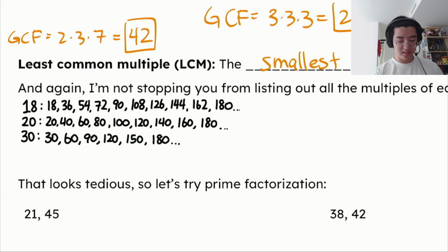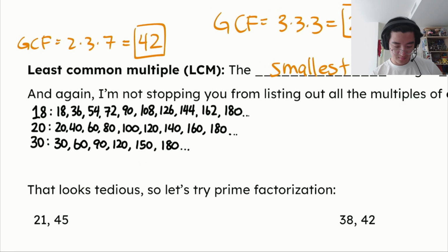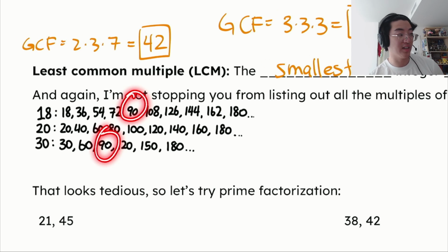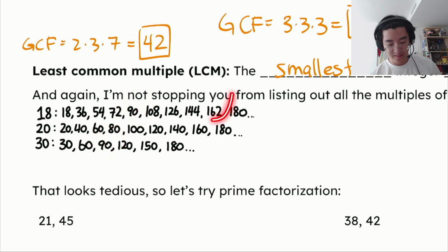Right, so of course, let's take 18, 20, and 30. Yeah, we can literally write out all the multiples out to infinity, and we eventually realize, oh, some of those numbers are in common. Right, 18 and 30 are both divisible by 90, but 90 is not divisible by 20. But eventually we'll get to 180. So this is 180.